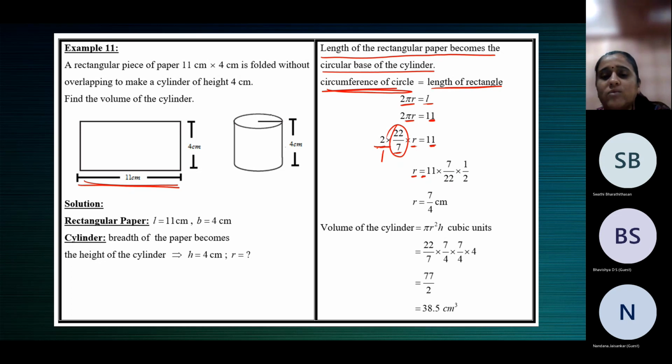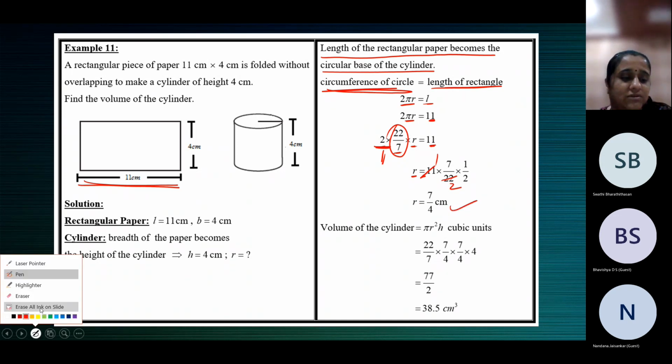And 2 is nothing but 2 by 1, so it becomes 1 by 2 on the other side. So on simplifying, 11 ones are 11 twos are. So 7 by 4. r is equal to 7 by 4 centimeters.